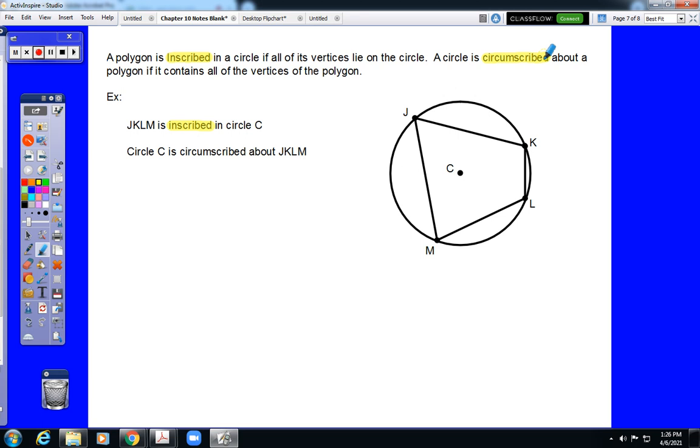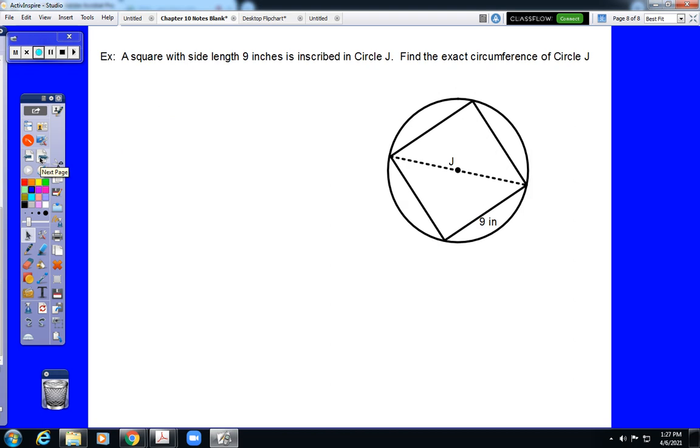And the reason that's going to be a big deal is for examples like the one on the next page. Okay, which again is an SAT thing that they're going to do on occasion. Okay? Inscribed, circumscribed. Any questions before we go to the... Okay, so a square with side length 9 units, 9 inches, is inscribed in circle J. Find the exact circumference of circle J.